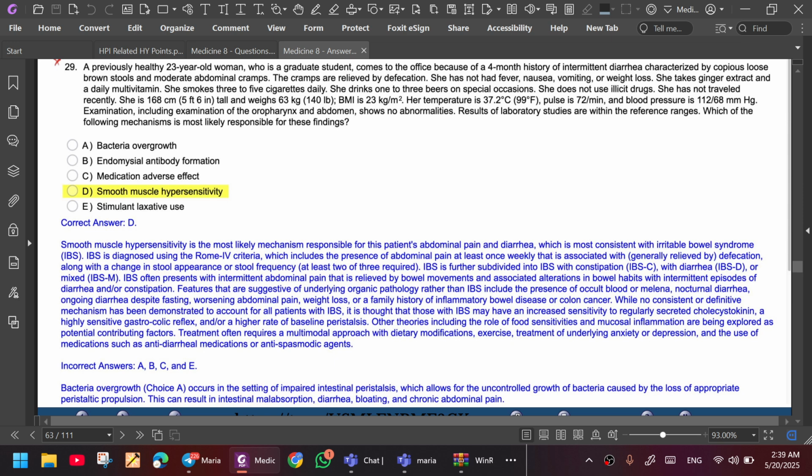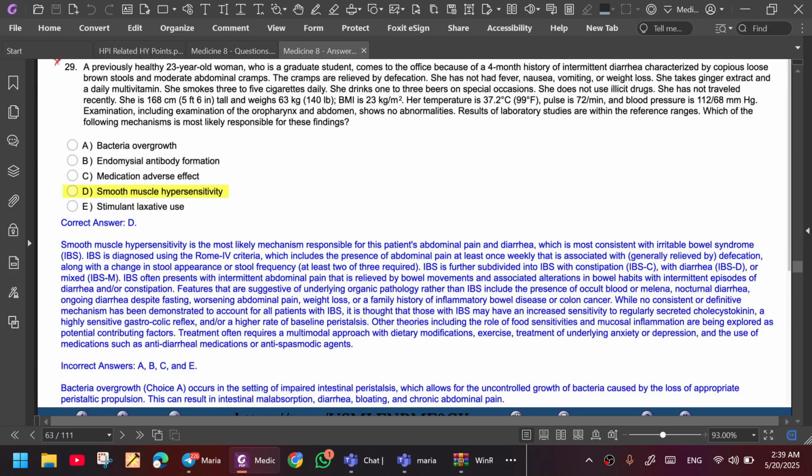IBS often presents with intermittent abdominal pain that is relieved by bowel movements and associated alterations in bowel habits with intermittent episodes of diarrhea and or constipation. Features that are suggestive of underlying organic pathology rather than IBS include presence of occult blood, melena, nocturnal diarrhea, ongoing diarrhea despite fasting, worsening abdominal pain, weight loss, family history of inflammatory bowel disease or colon cancer.